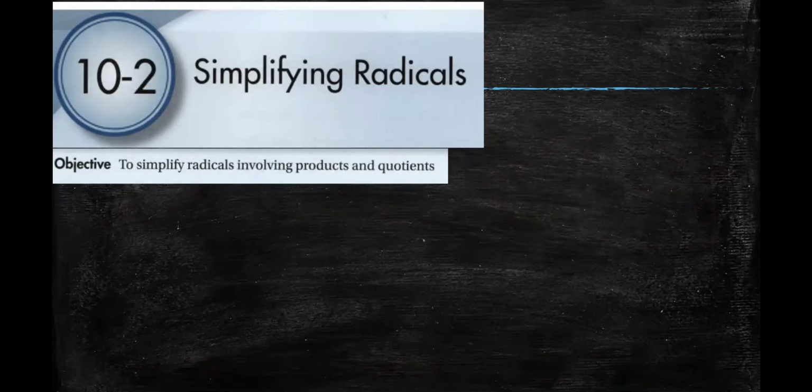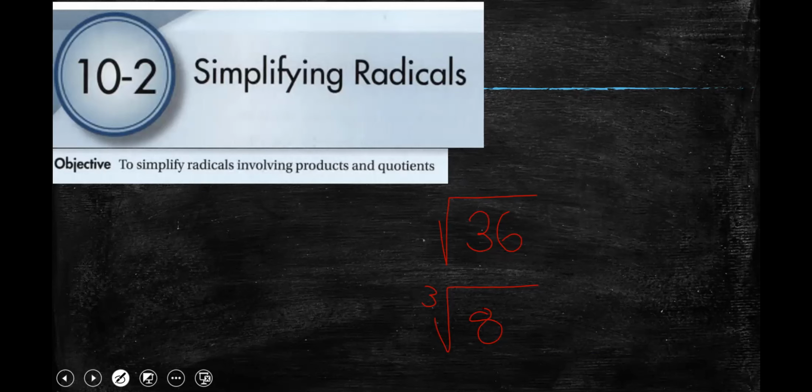Now, radicals, this is the square root of 36. This is the cubic root of 8. Square root, cubic root, we call these radicals. So a radical is an nth root of any number. Today, we will learn how we can simplify radicals.